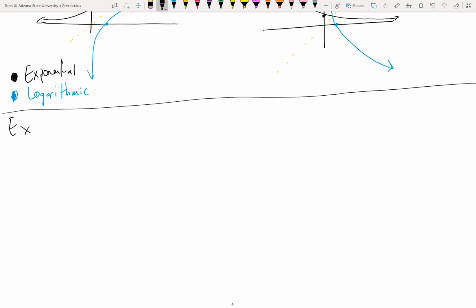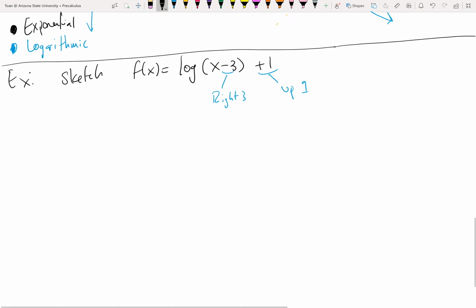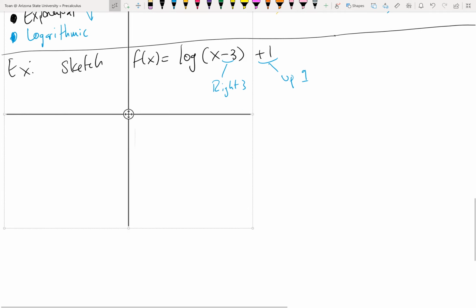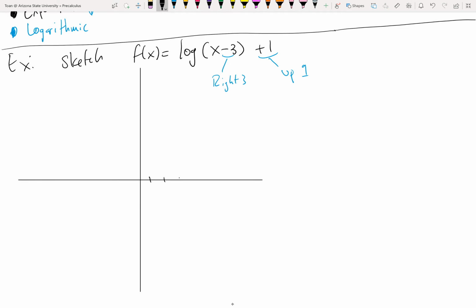Let's just do a couple of quick examples here. Well, suppose I ask you to sketch f(x) equals log(x minus 3) plus 1. This is the common log here. First thing you want to do is just read the transformations. And hopefully we can just see that we have an up 1 and a right 3. Those are the only transformations present. So okay, once you identify all the transformations, go ahead and do your Cartesian plane. One, two, three, 4, 5, 6, 7, 8.